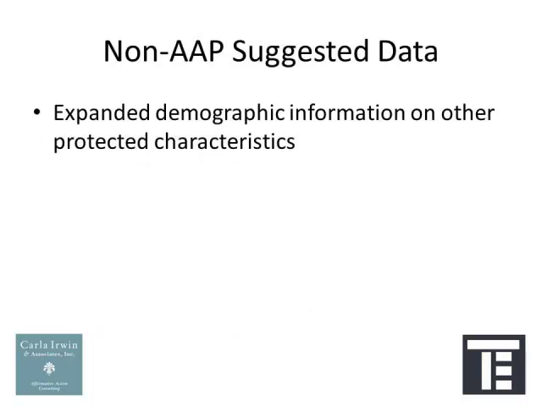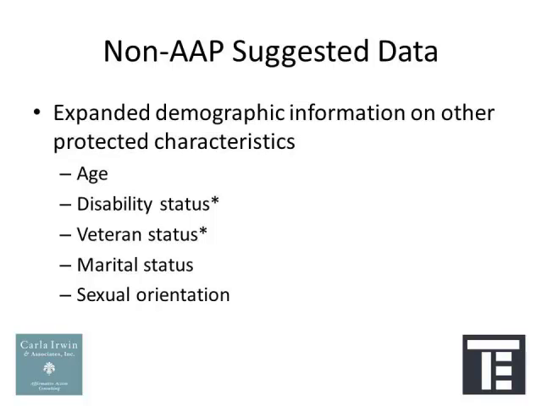Now we also have some non-AAP suggested data, and we talked a little bit about this last week. These are the same kinds of things that we talked about with hiring. It's a good idea to have expanded demographic information on other protected characteristics. Other protected characteristics include things like age, disability status, veteran status, marital status, and sexual orientation, and perhaps sexual identity. Whether or not you're required to collect those pieces of information really depends on the state and local laws that govern your particular area. Different states, for instance, recognize sexual orientation as a protected class.